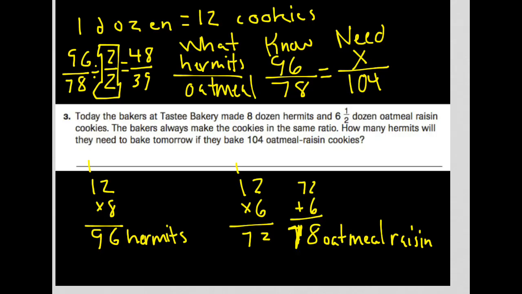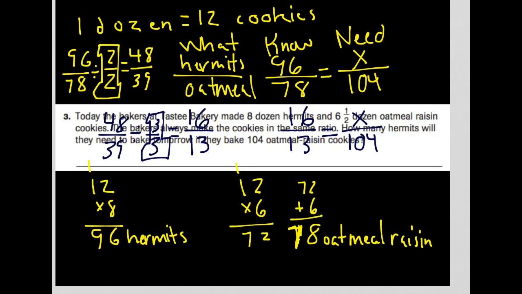So now it's still looking better, but I think I could even simplify it more. So I'm going to do 48 over 39 simplified by 3. 48 divided by 3 is 16. 39 divided by 3 is 13. So now I have 16 over 13, which seems like a lot easier number to use. So I have 16 over 13 equals x over 104.